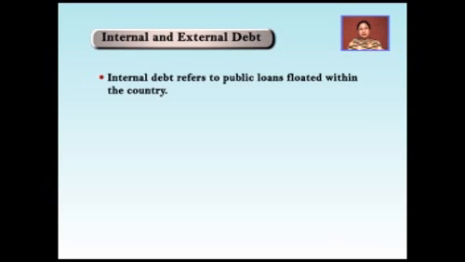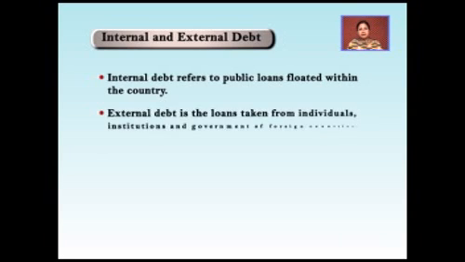The next thing which comes over here is external debt. External debt is that which is taken from the institutions or the governments of foreign countries. Now we can differentiate between these two also. Internal debt can be compulsory or voluntary debt, whereas external debt is only voluntary debt.